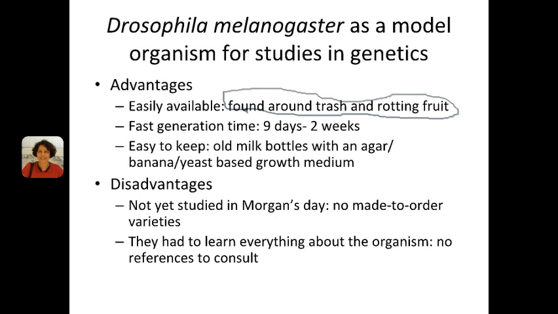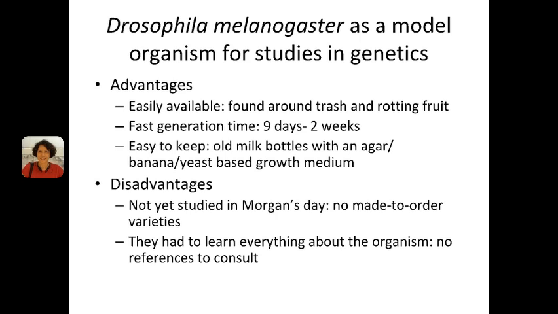And another thing is that they develop fast. You can go from egg to adult fly that lays new eggs in from 9 days to 2 weeks. So that's a very fast generation time. They're also easy and inexpensive to keep. You can use an old milk bottle.